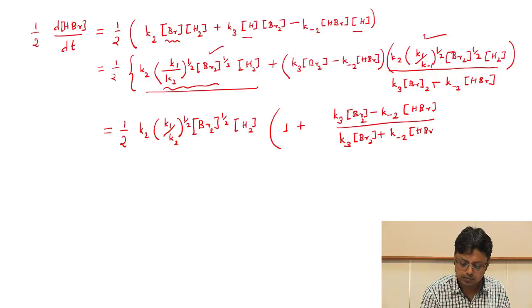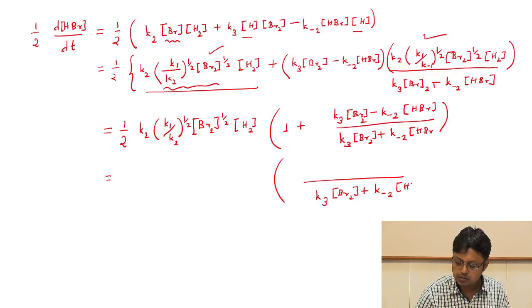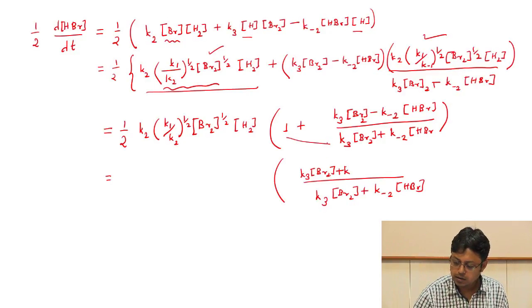So then I can just proceed with this. If I just add these two, K3 Br2 plus K minus 2 HBr, and so it will be K3 Br2 minus, sorry, plus, because I'm just multiplying by 1, K minus 2 HBr, so that term will cancel, we can see it, plus K3 Br2 minus K minus 2 HBr.